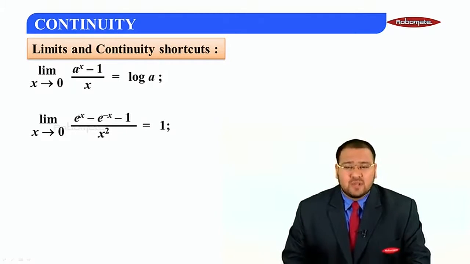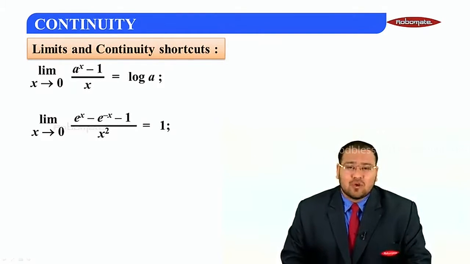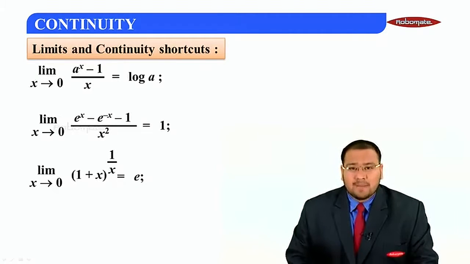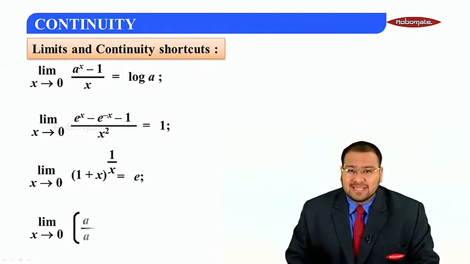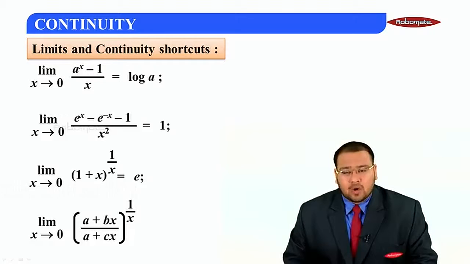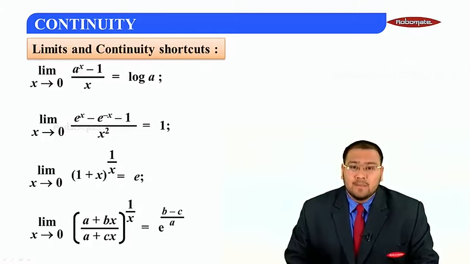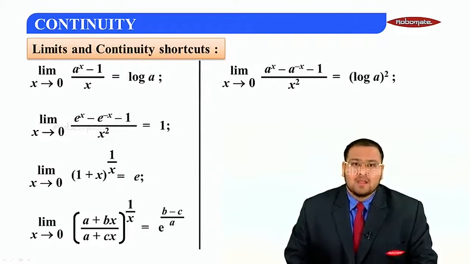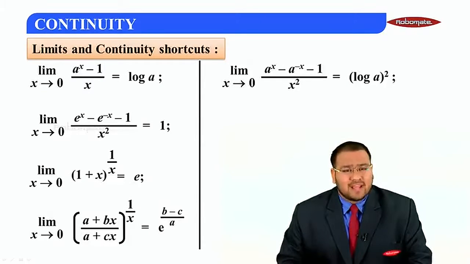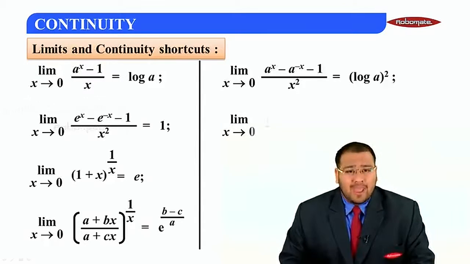Limit x tending towards 0, (e^x + e^(-x) - 2)/x² is 1. Limit x tending towards 0, (1 + x)^(1/x) is e. Limit x tending towards 0, ((a + bx)/(a + cx))^(1/x) is given by e^((b - c)/a). Limit x tending towards 0, (a^x + a^(-x) - 2)/x² is (log a)².